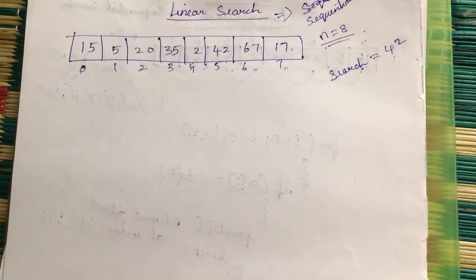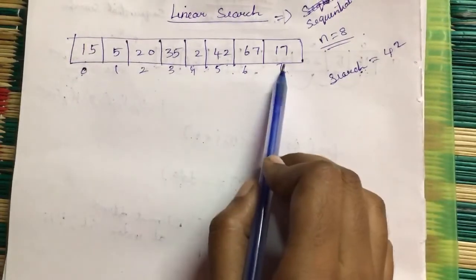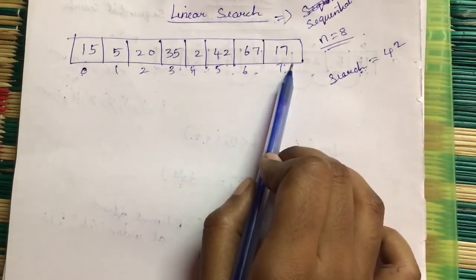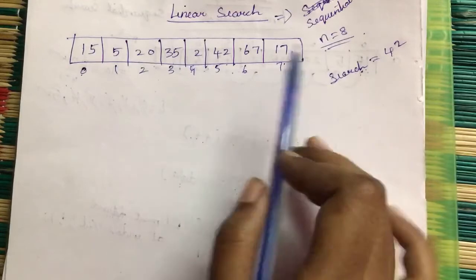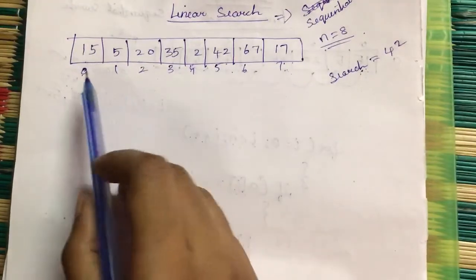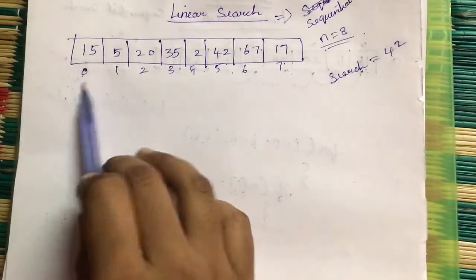So in this video we are going to see linear search. Linear search we will also call sequential search. Here is the data we are given, and it is in a random order. It is not arranged in ascending or descending order. The numbers are in a random order, and we are going to name the index values 0 to 7.